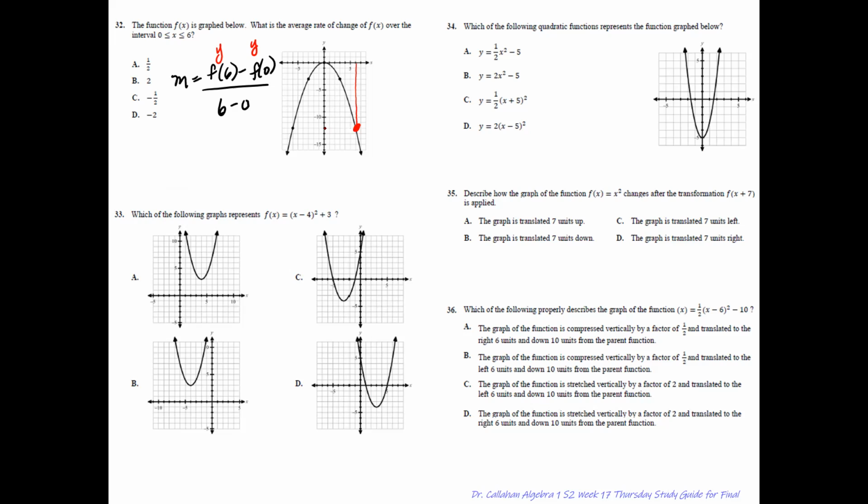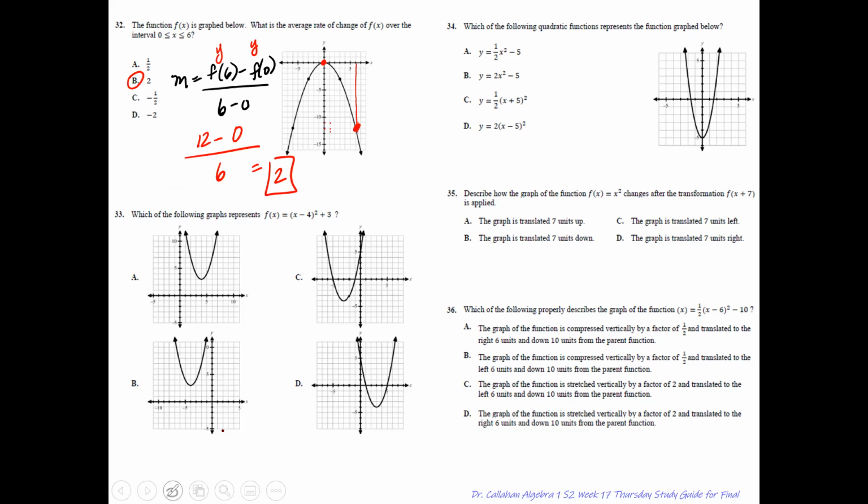That's 10, 11, 12. I think it's at 12. Yeah, I think it's at 12. So 12 minus f of 0. F of 0 is right there. It's at 0 over 6. And that's it, just a 2. So B.